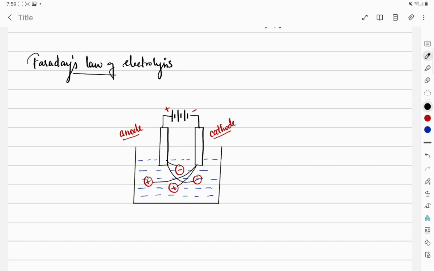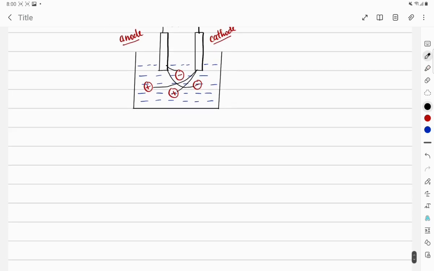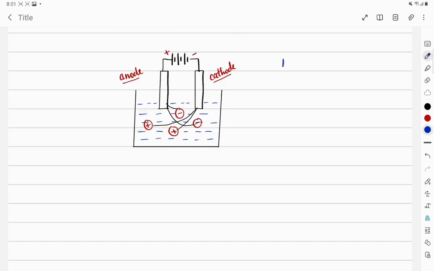If suppose you have more than one kind of ion present, obviously we should have at least two kinds of ions, that is a positive and a negative ion. If there is more than one cation or more than one type of anion present, then which type of anion or cation deposits will depend upon those ions' reduction potential, or their oxidation potential we can say. For example, I am considering the electrolysis of sodium chloride. In sodium chloride, I'll be having Na+ and Cl- ions.